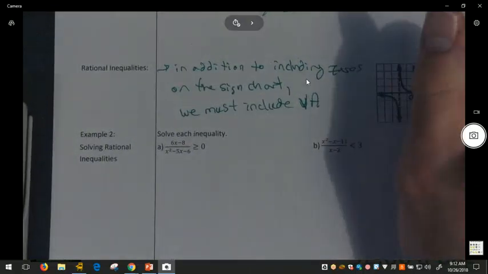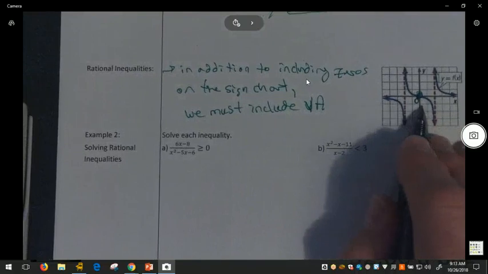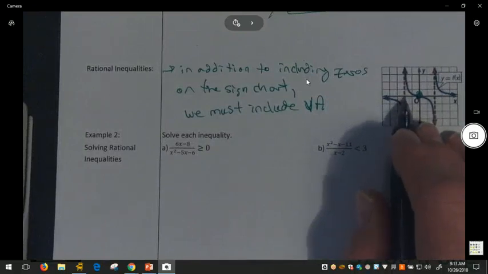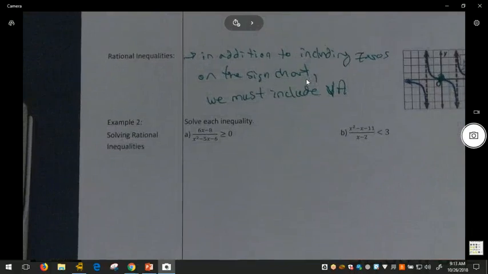So yes, we want to know zeros, because on the opposite side of the zero, sometimes the signs change, sometimes they don't. And on the opposite sides of vertical asymptotes, sometimes the signs change, sometimes they don't. So we have to consider all of that.